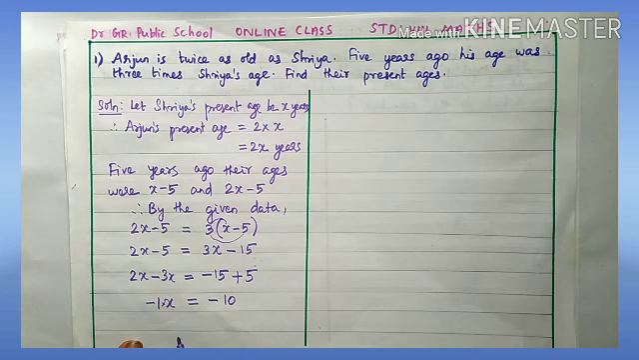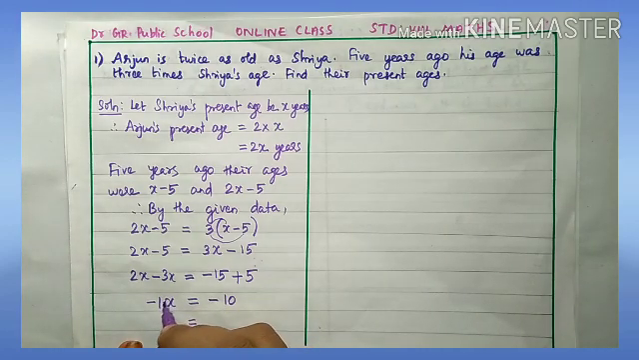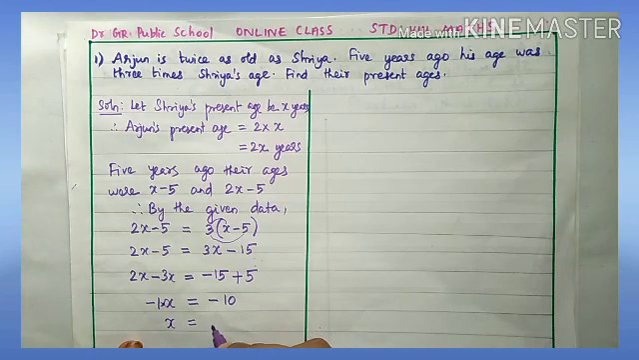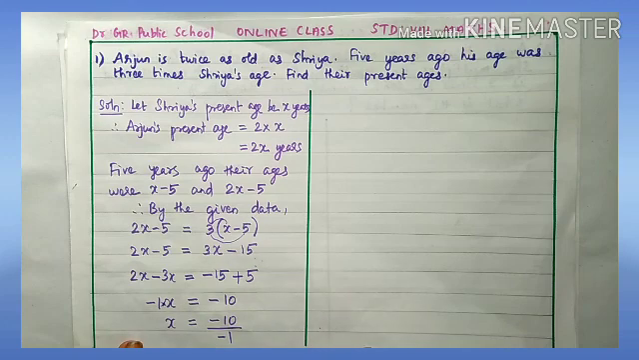Minus 1 into x. Correct? It is multiplication, and multiplication when transposed becomes division. So if I am transposing this minus 1, what happens? X is equal to, it becomes division because this is minus 1 into x. So x is equal to minus 10 divided by minus 1.